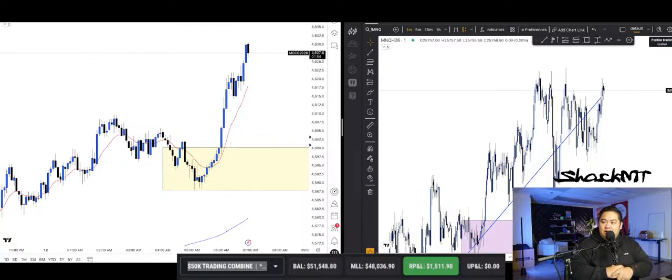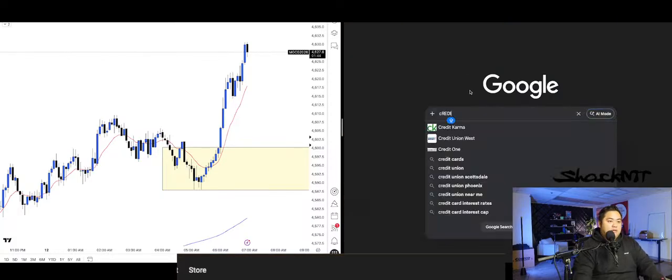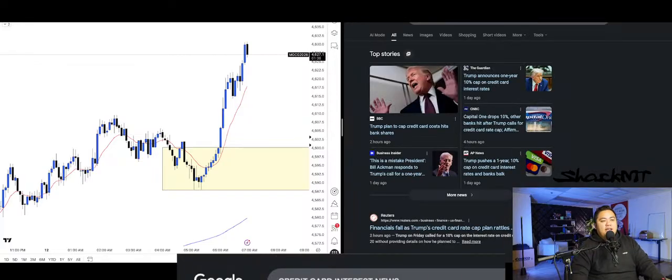What do you think about the credit card interest thing? I have not heard about the credit card interest thing. Credit card interest news. I think Trump plans a credit card cost cap. Oh yeah, I heard about that. I think obviously for the consumer, I think it's a great idea. I think that us as consumers, we're pretty happy with that, right? It's going to be capped.